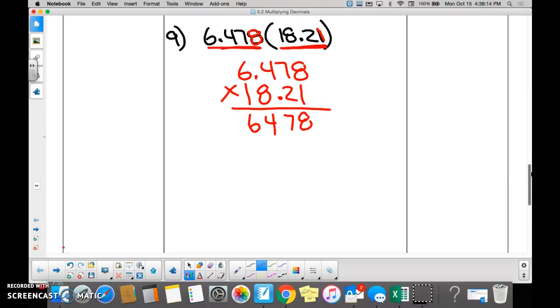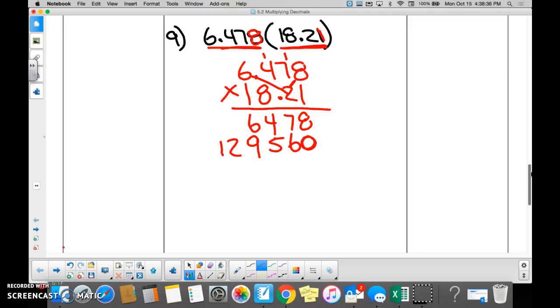Now I'm going to go to my 2. So I'm going to go to 2 times 8 first. Before I do that, though, I'm going to use a place value holder so I don't put it in the wrong spot. 2 times 8 is 16. Put down the 6, carry the 1. 2 times 7 is 14. Plus 1 is 15. Put down the 5, carry the 1. 2 times 4 is 8. Plus 1 is 9. And 2 times 6 all the way over here is 12. And I'm done with my 2's.